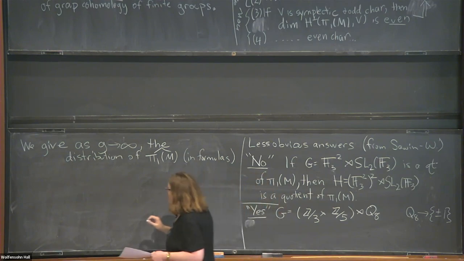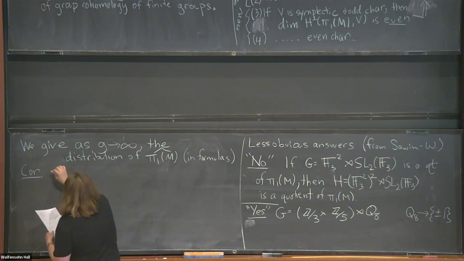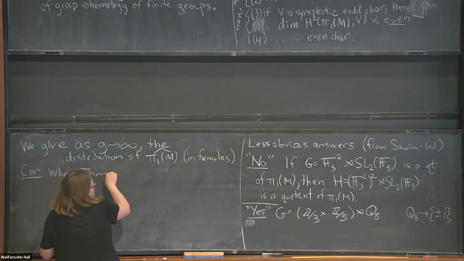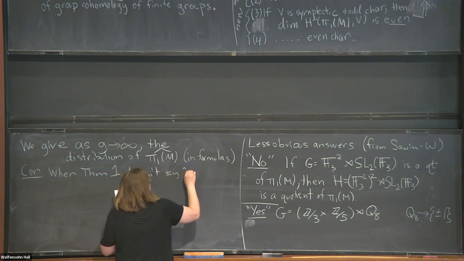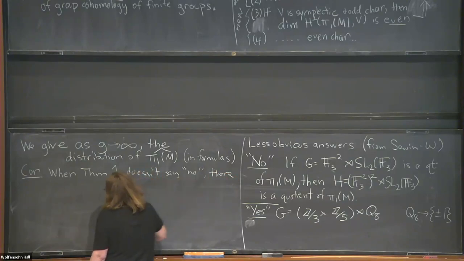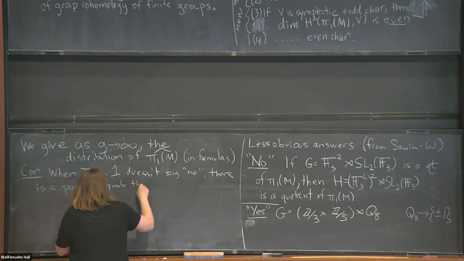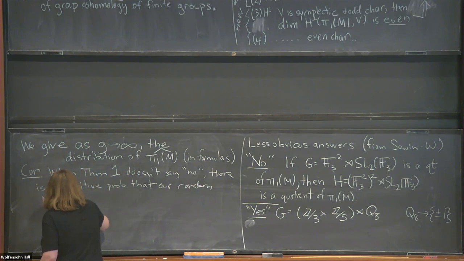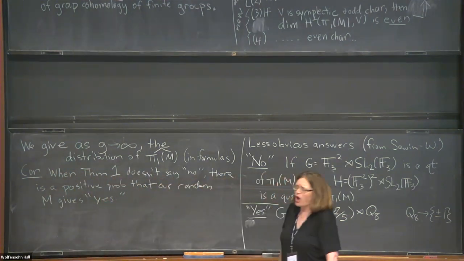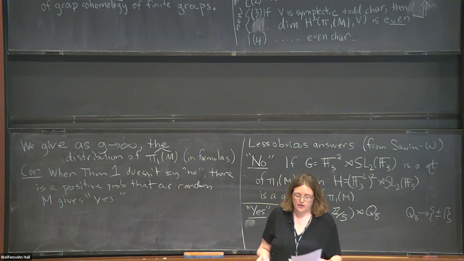And one corollary of the formulas that we give for the distribution is how we get theorem two. When theorem one doesn't say no, there is a positive probability that our random M gives a yes answer, i.e. has G as a quotient, but not H. And in this model, for example, asymptotically 100% of these are hyperbolic three manifolds. So one has hyperbolic examples.